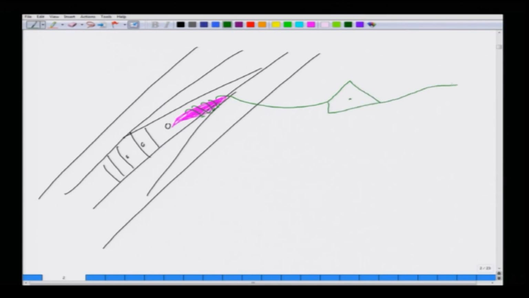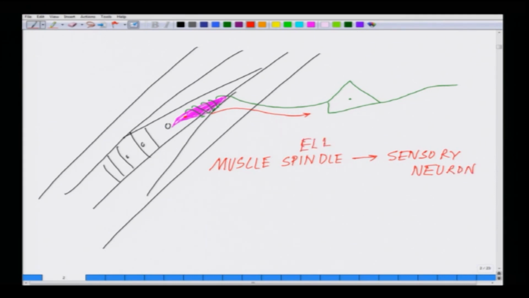Our pertinent question is how this signal is being transmitted from this muscle spindle to the sensory neuron, and what we know about it in terms of its electrical signature. How is this electrical signal transfer taking place?